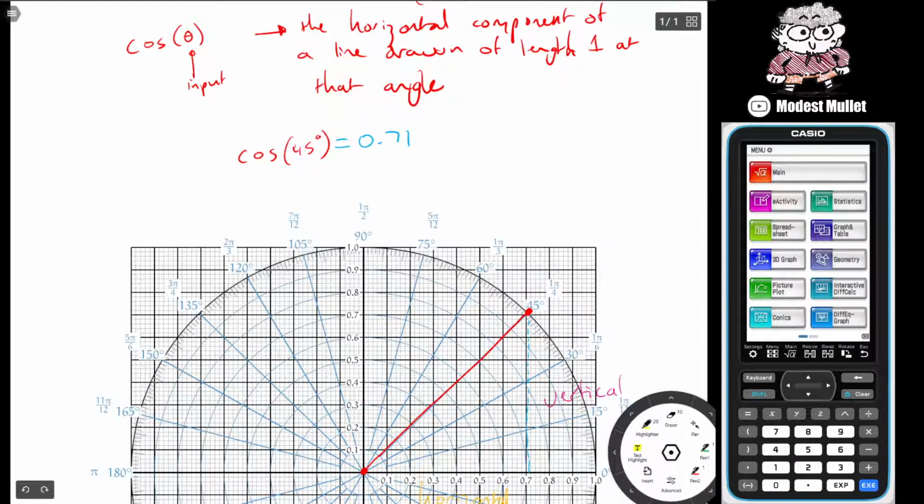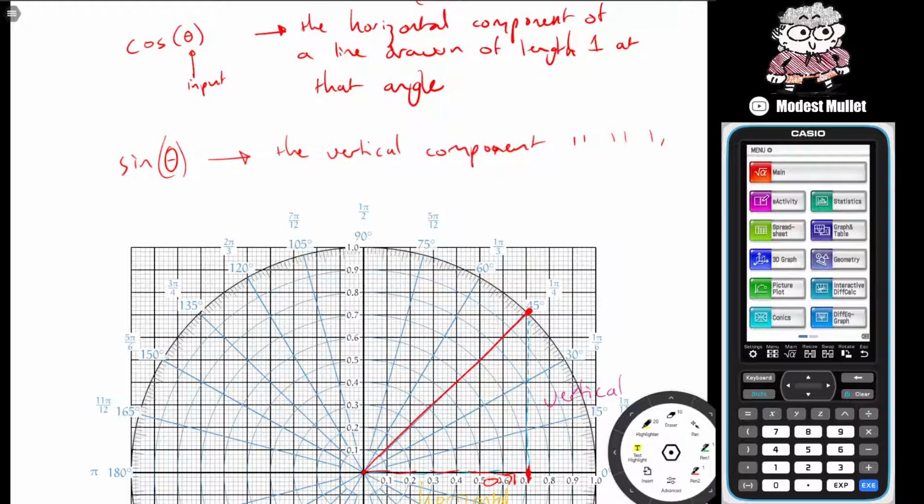What is sine defined as? Well, probably giving you a little bit of a hint, we said we came across. Let's go red. Red stands out a lot more in this picture. We had to come across, yeah? And that was 0.71 to come across. Sine is defined as the vertical component of a line drawn of length 1 at the angle input. Cool. So sine theta, we're inputting an angle to it, and it gives us the vertical component. And all the rest of the sentence is exactly the same.